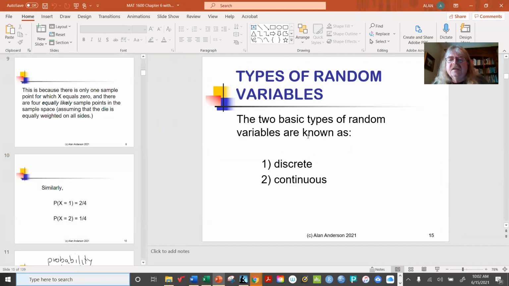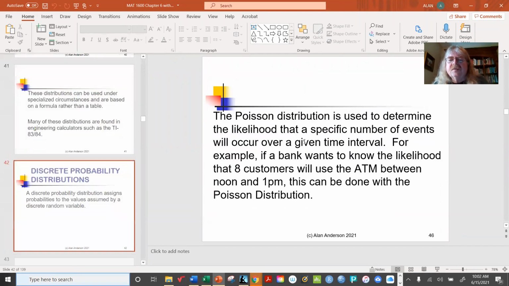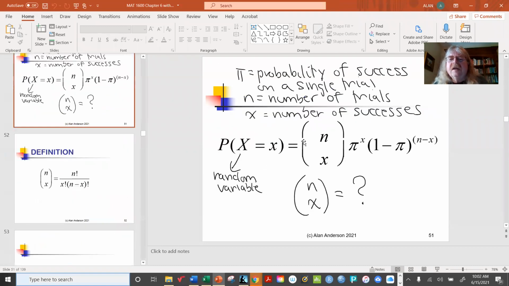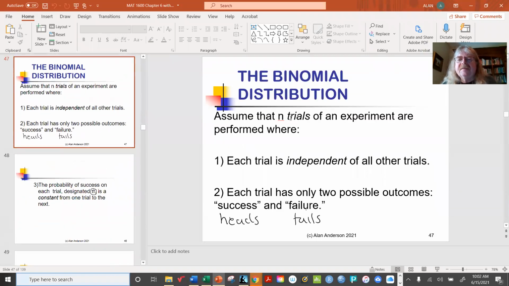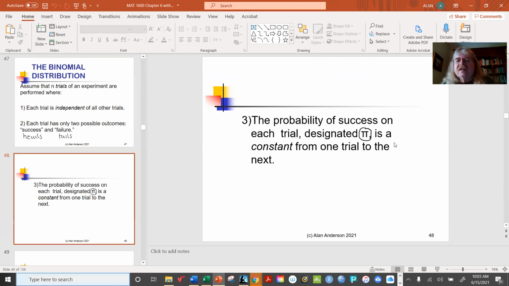All right, so let's jump ahead and revisit the two distributions that we looked at, binomial and Poisson. Now, binomial, remember, is generated by a special process where certain conditions have to be met. We have to have a random process or random experiment where each trial is independent of the other trials. And then in addition to that, each trial can only have two possible outcomes, which we'll call success and failure. In the case of the coin flipping experiment, those two would be heads and tails, for example. And then the probability of success, which we're calling pi, is a constant from one trial to the next.